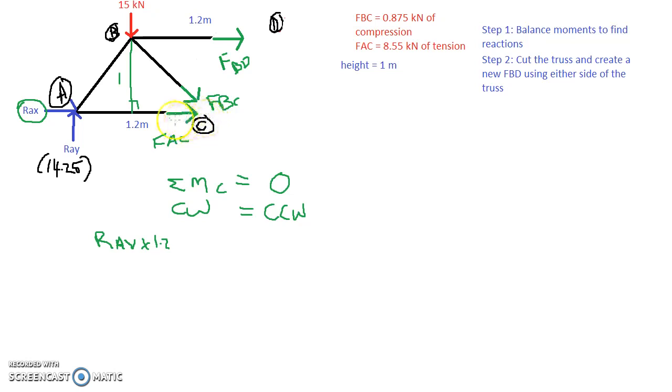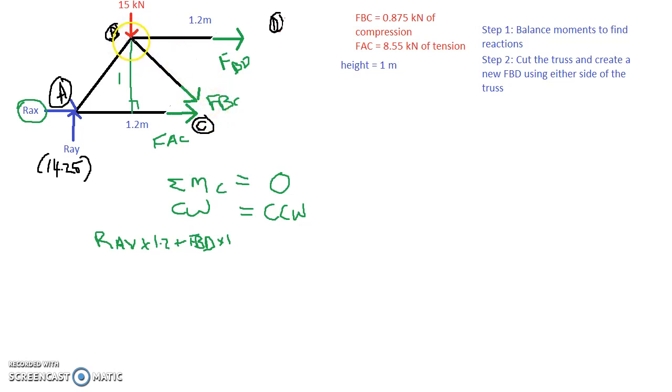And we also have, going in that direction, FBD, which is our unknown. And the distance between C and FBD, there's the perpendicular distance there. That's the height of the truss, which is 1 meter again. So times 1. We have nothing else because FBC and FAC both run straight through point C. We don't have to worry about them.